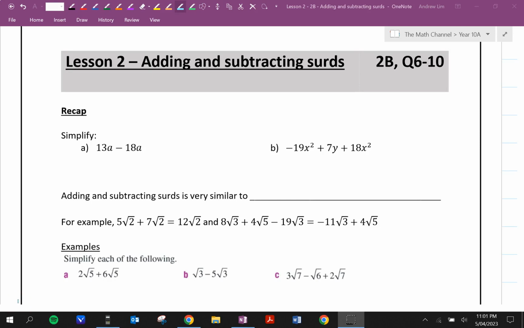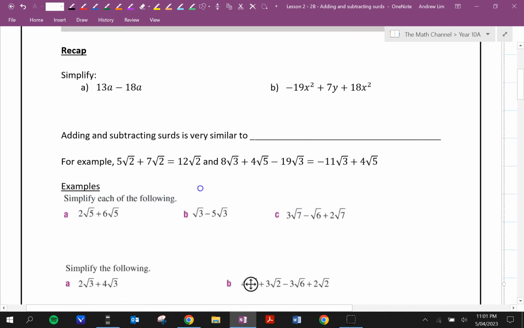In this video, we're going to be looking at adding and subtracting surds. So before we do that, I've got a quick recap for you. Please simplify question A and B by collecting like terms. Pause the video, have a go with this yourself.